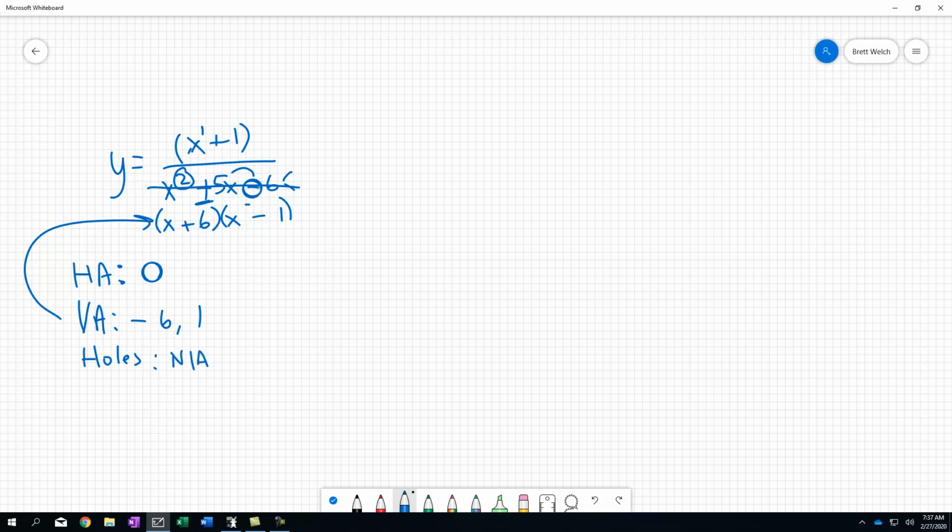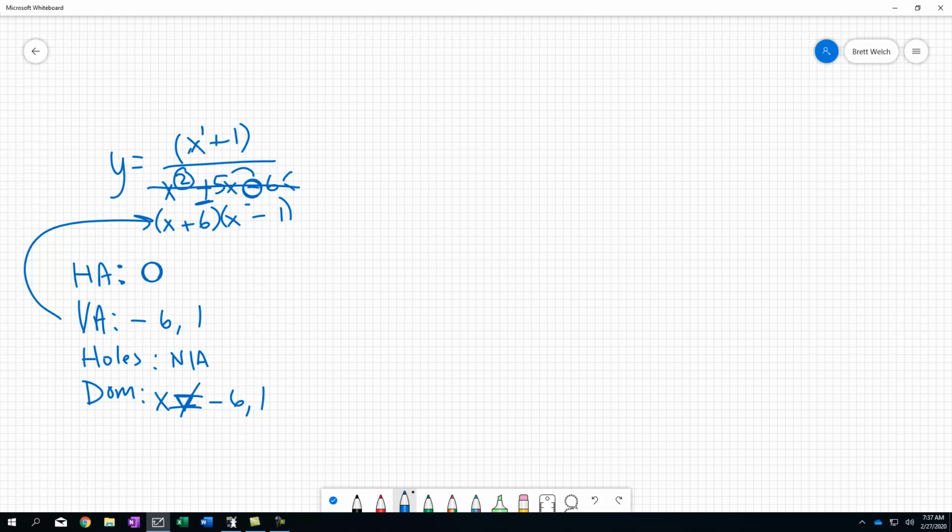I'm not saying that won't happen on the test. It'd be just as easy for me to write this test with an x minus 1 on top, and force you to cancel them and then have a hole at +1 instead of a vertical asymptote. This is just how the test review came out. X cannot be -6 or 1.